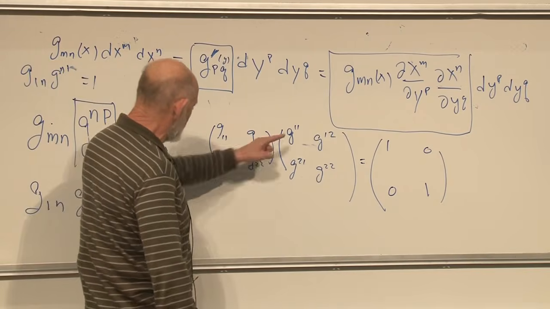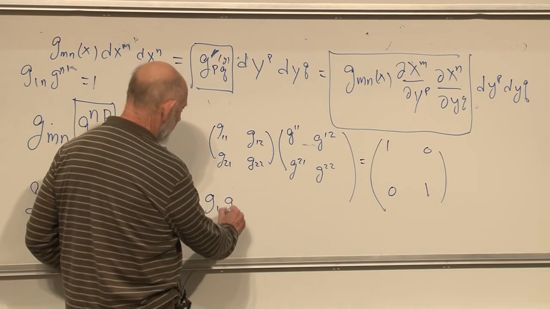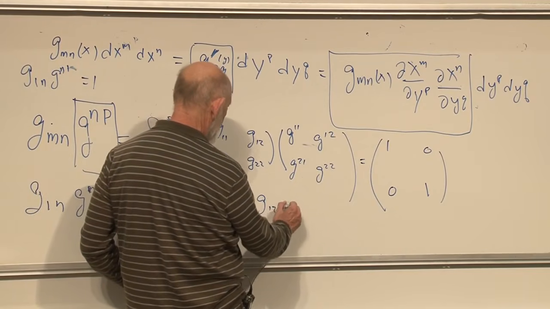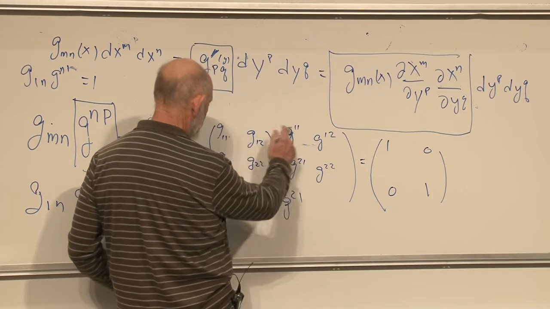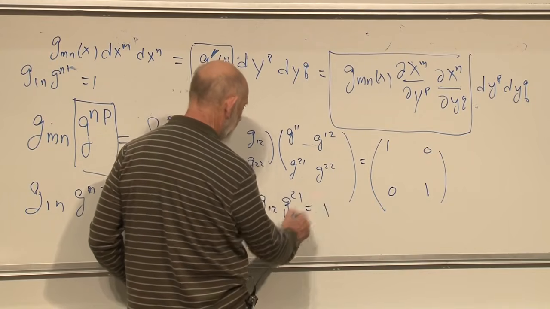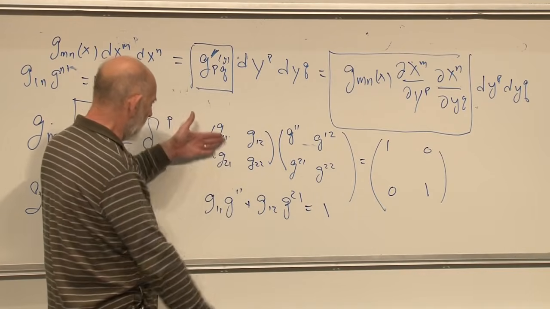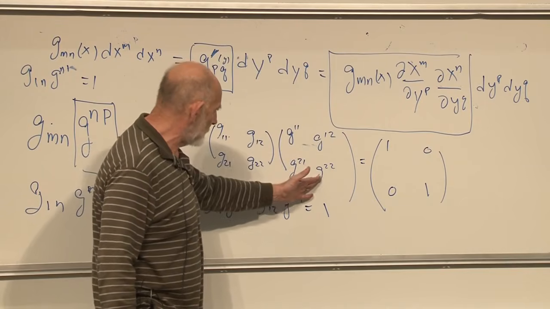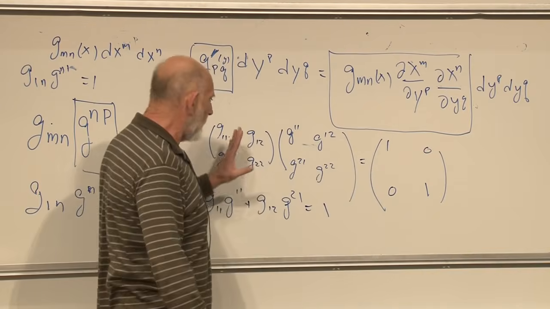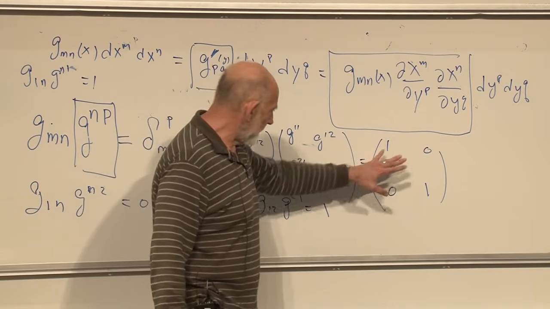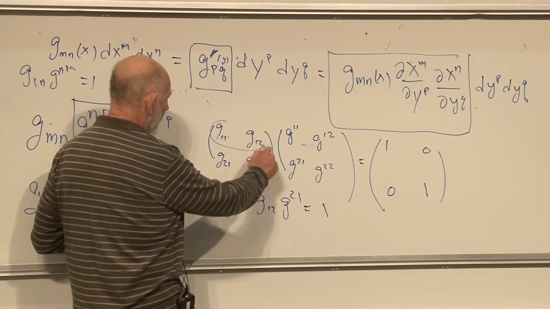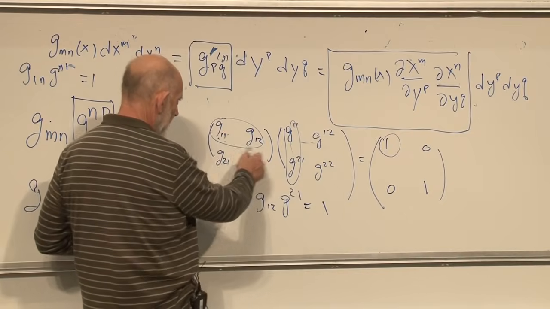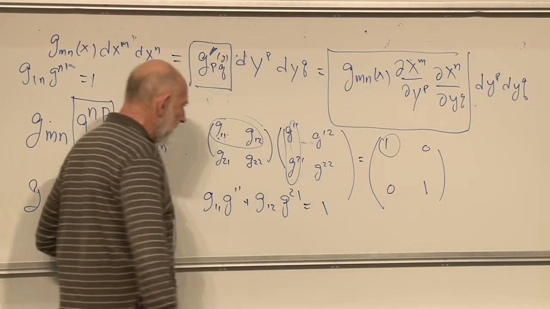It says that G11 times G11 plus G12 times G21, this times this plus this times this, is equal to 1. I'm not going to write all of them. It says G11 times G12 plus G12 times G22 is equal to 0. There are 4 equations here, one for each entry. The product of this times this is equal to 1, the product of this times this is equal to 0, and so forth.